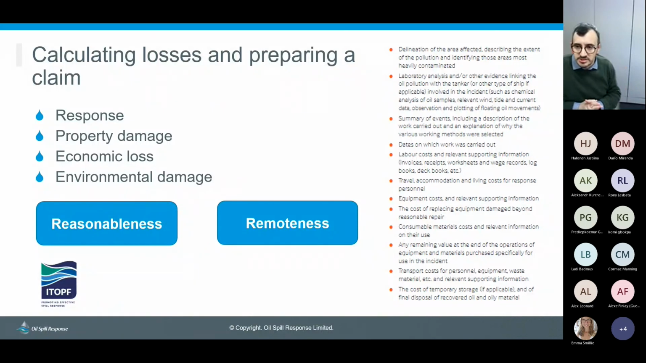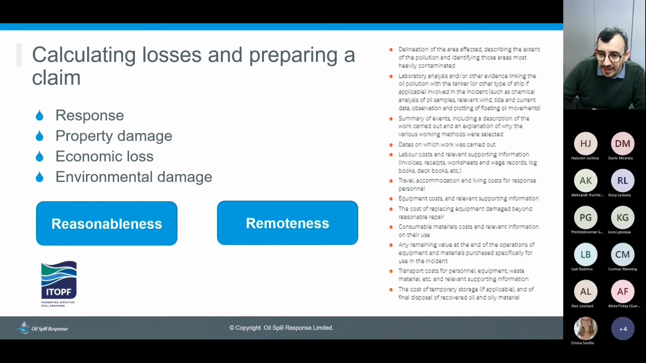Economic loss. This includes losses incurred as a result of released oil, either as a consequence of contaminated property or other reasons. And environmental damage: work undertaken to monitor and accelerate the natural recovery of a damaged area may be admissible under the International Convention. So this may be remediation of mangrove areas or seagrass areas or coral reef. There could be claims and compensation available for that.